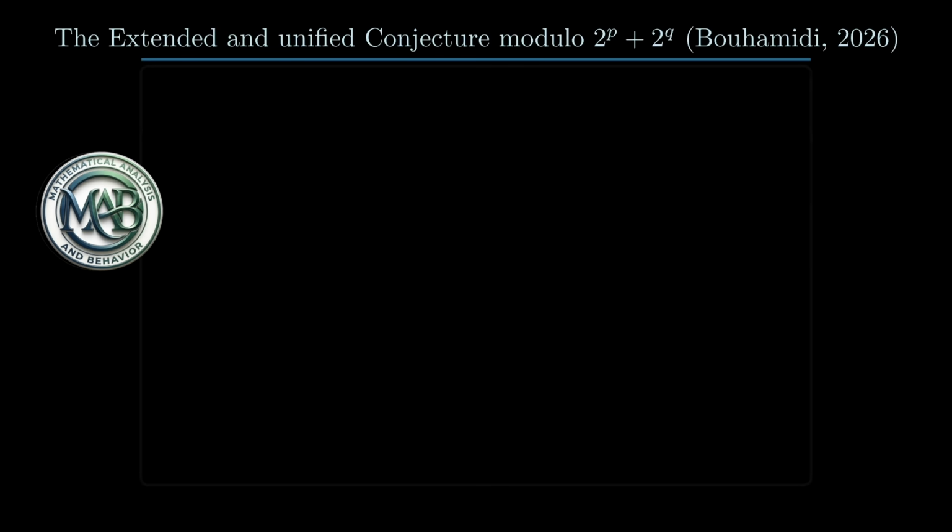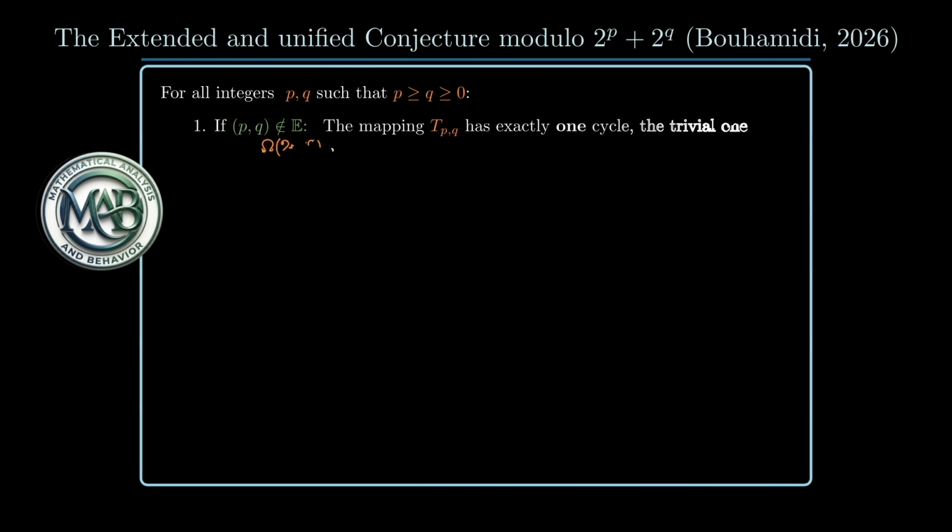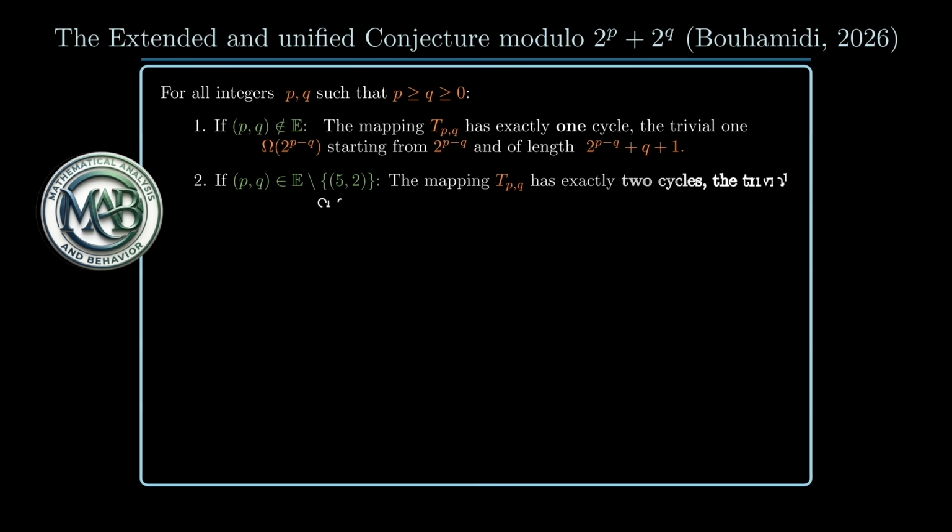The unified conjecture may be formulated as follows. For all positive integers p and q such that p is greater than or equal to q. First, if the couple (p, q) does not belong to the exceptional set E, then the map T_{p,q} has exactly the trivial cycle as the unique cycle.